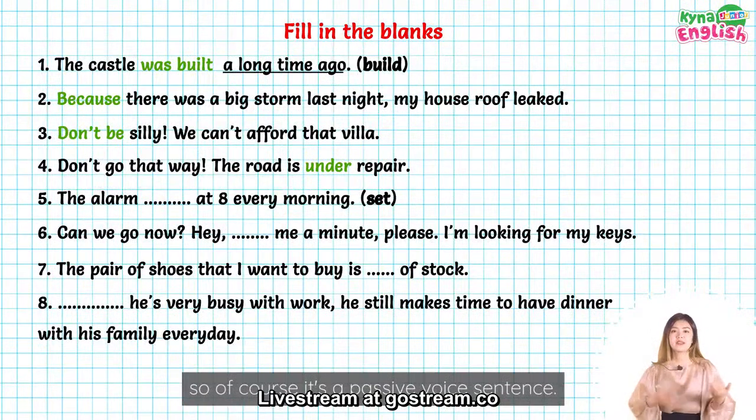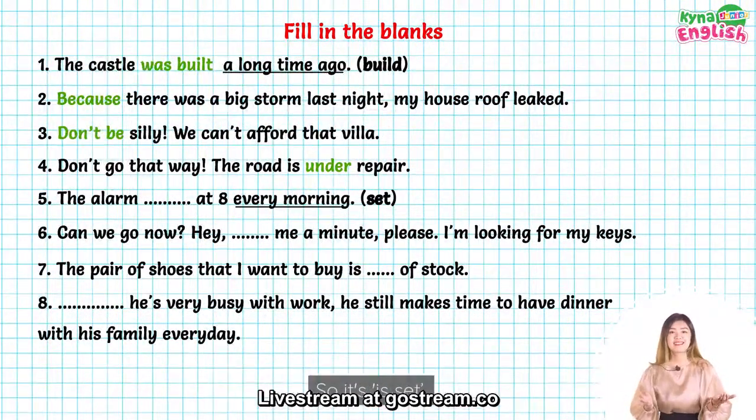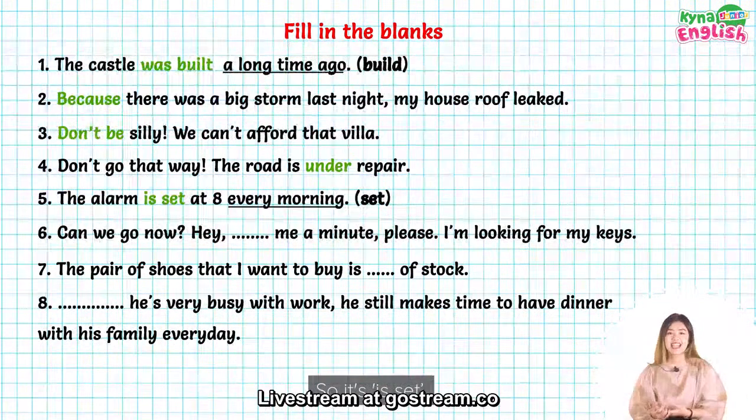Number 5, we can see the missing word is a verb and the alarm can't set itself. So of course, it's a passive voice sentence. What tense is it? I think it's simple present because we have every morning. It's a habit, so it's is set.